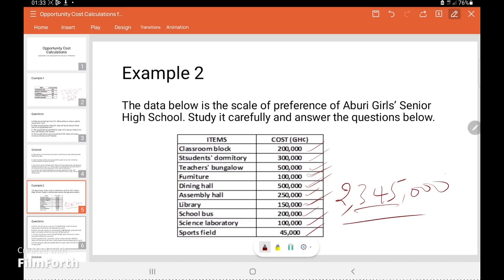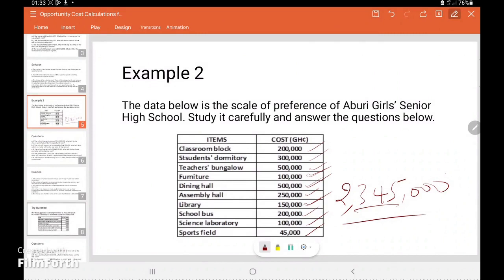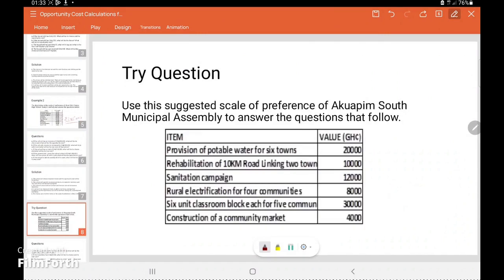Now, let me just take you through another question. Possibly you have to handle that question yourself. Let me just take you through and give you the hints. So it's a try question. Use the suggested scale of preference of Akwapim South Municipal Assembly to answer the questions that follow. The items on it are provision of potable water for 6 towns, rehabilitation of 10-kilometer road linking 2 towns, sanitation campaign, rural electrification for 4 communities, 6-unit classroom block each for 5 communities, and then construction of a community market. And you have the corresponding amount of money in cedis that are spent on each of these items.